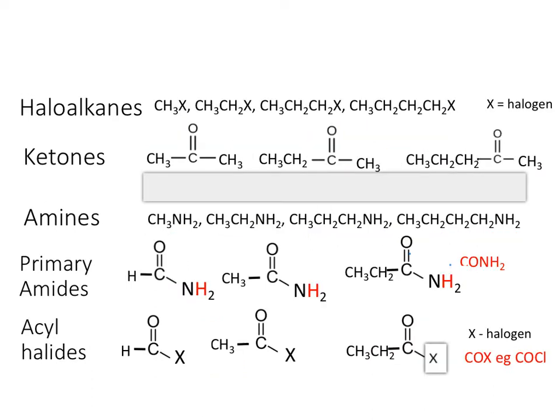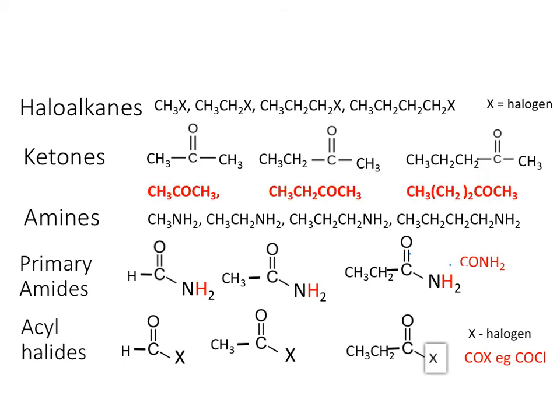So let's have a look at how we show the other groups. Halogenoalkanes are quite straightforward, very similar to the alkanes. Ketones, you just show them as CO in the middle. Amides are shown as CONH2, which we put there. That just makes it really clear that it is an amide. And for acyl halides, you show this group as COX. So if it was an acyl chloride, for example, it would be COCl.